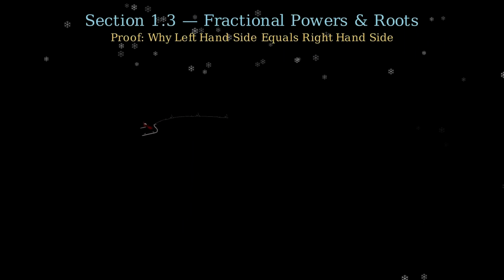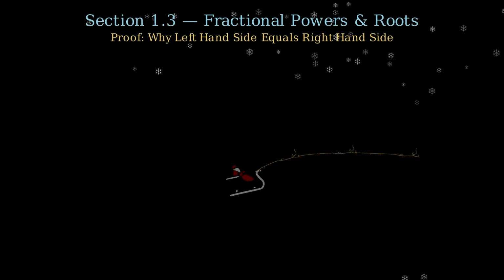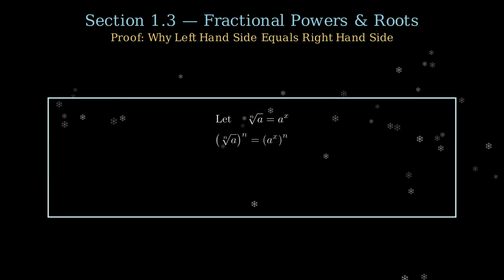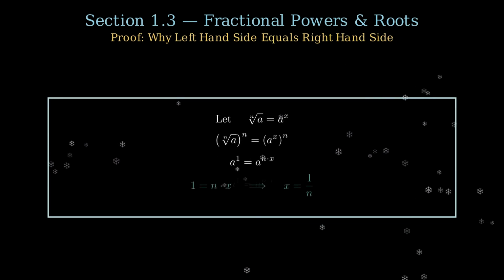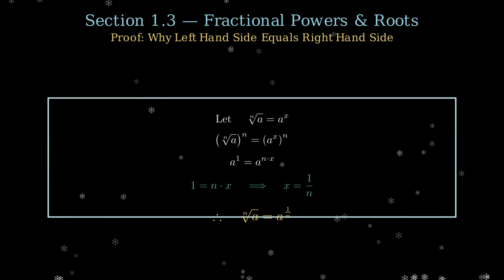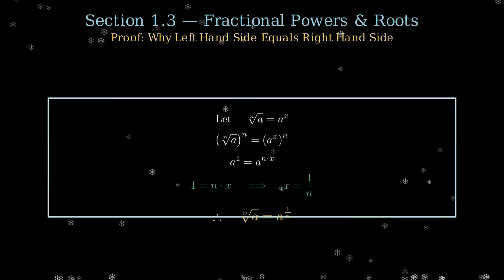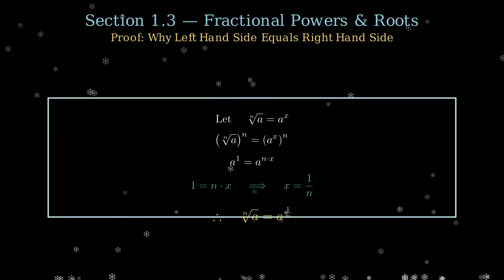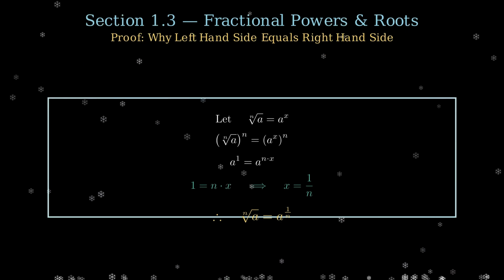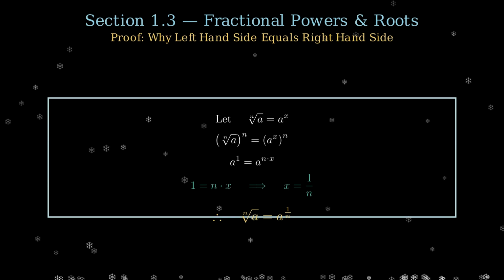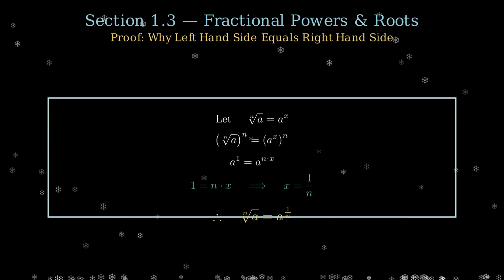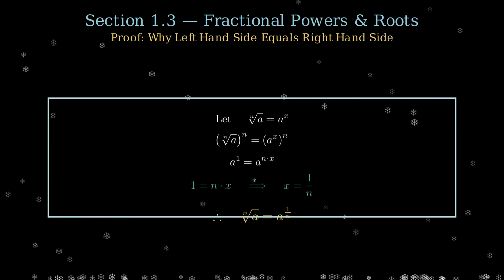Now, let's mathematically prove why these two expressions are equal. Let's assume the nth root of a can be written as a to the power of an unknown variable, x. To solve for x, we raise both sides of the equation to the nth power. On the left side, the nth power cancels the root, leaving just a, or a to the first power. On the right side, applying the power to a power rule, we multiply the exponents, getting a to the nx power.